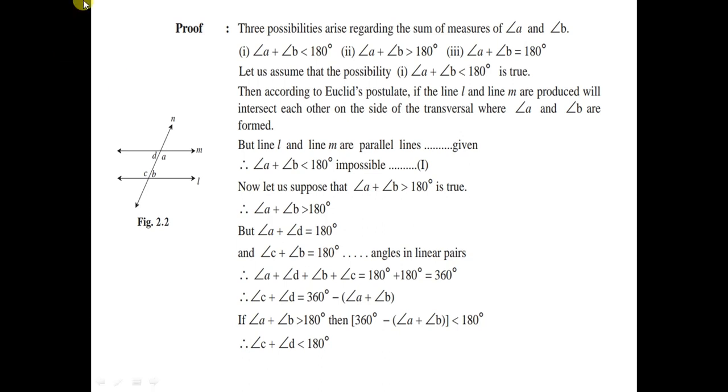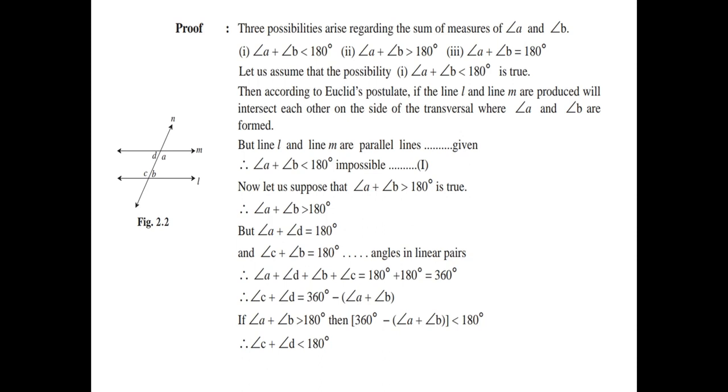So let us start. The first case is where angle A plus angle B will be less than 180 degrees. That means the sum of angle A and angle B will be less than 180 degrees. Second is angle A plus angle B is greater than 180 degrees. That means the sum of angle A and angle B will be greater than 180 degrees. And the third case is angle A plus angle B equals 180 degrees. This is the third case we need to prove. So let's start with the possibilities one by one.